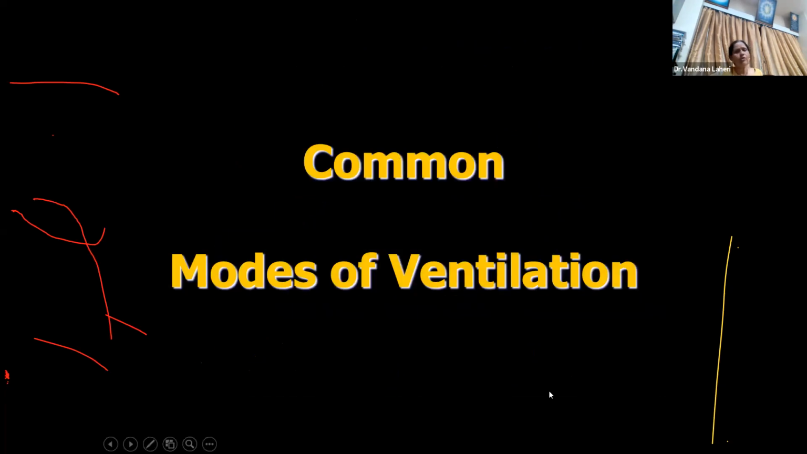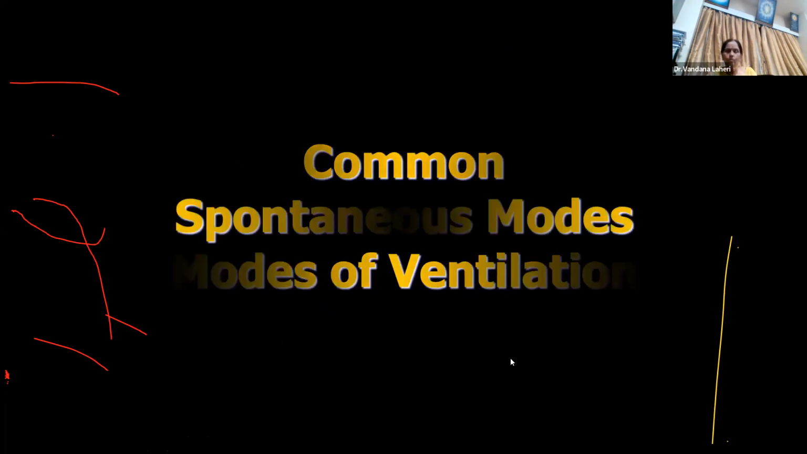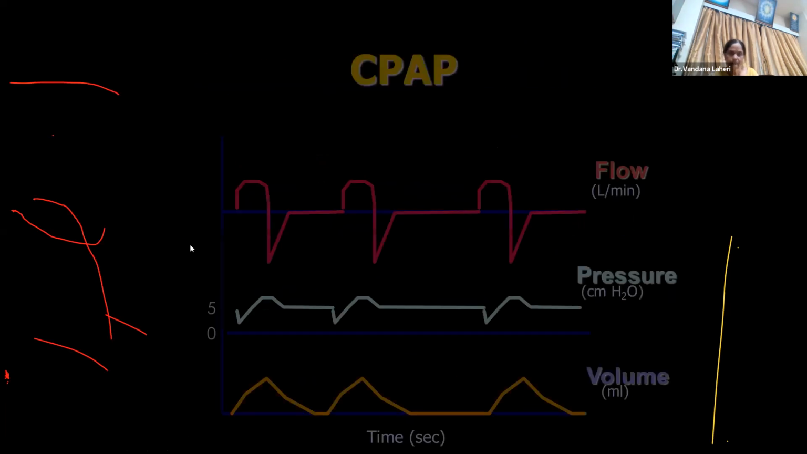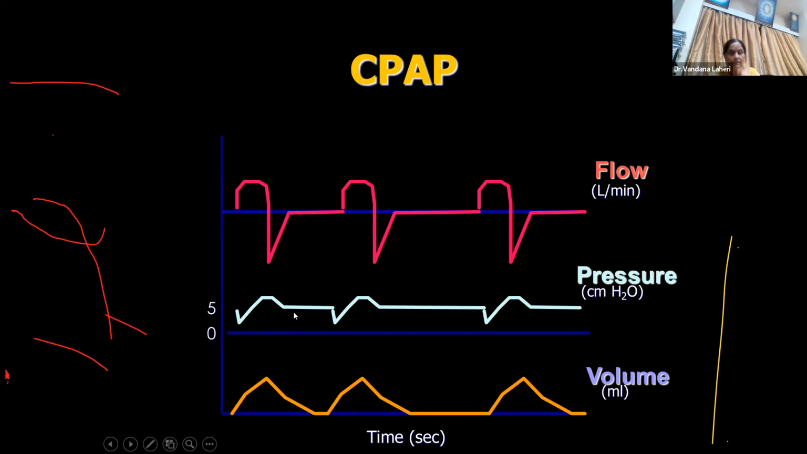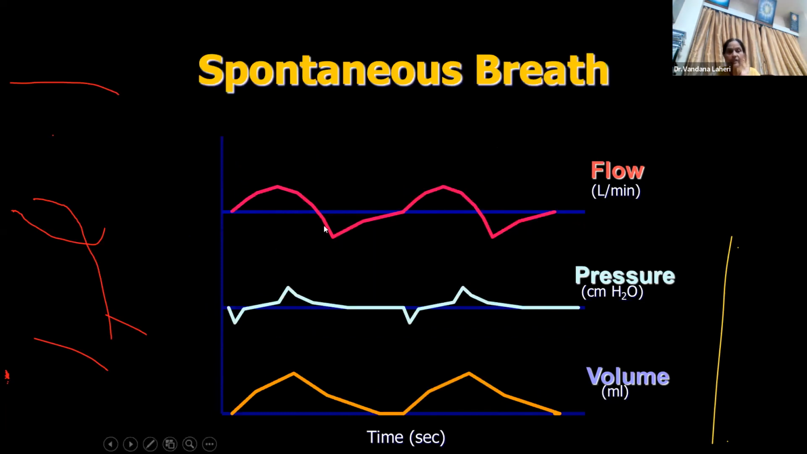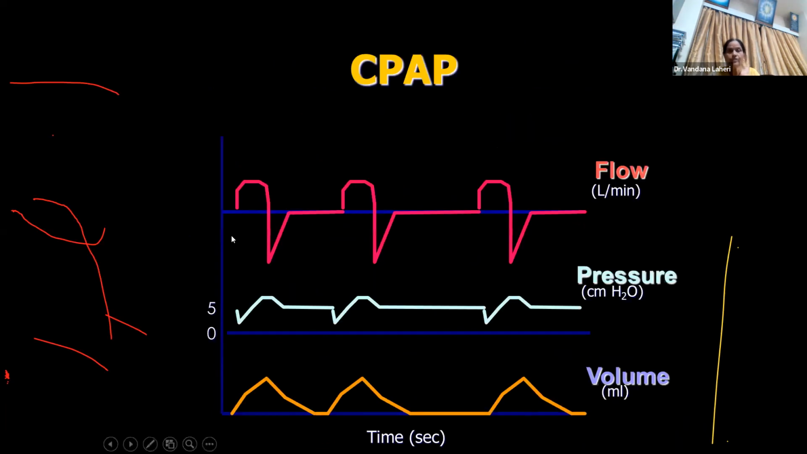Now what are the common modes of ventilation? Let us see how they look. I showed you spontaneous mode will look like this. CPAP would look like this. Can you see the flow pattern changes in CPAP mode? Spontaneous is like this. The moment you give CPAP, it becomes almost a square wave because there is constant pressure, constant flow to maintain the set pressures. So this is how you can differentiate between CPAP on a spontaneous mode and spontaneous mode.